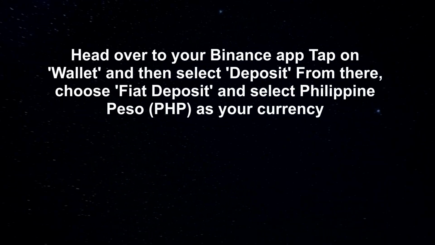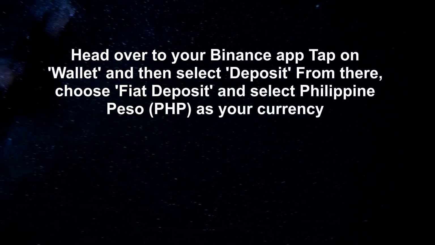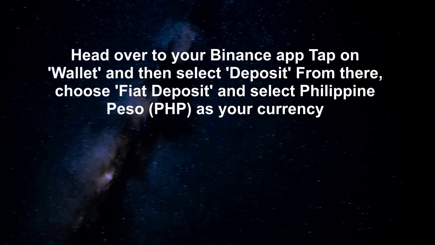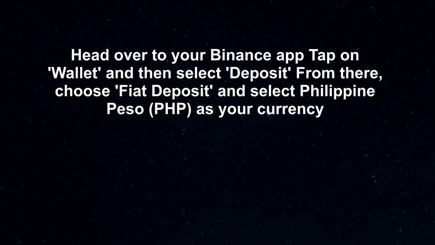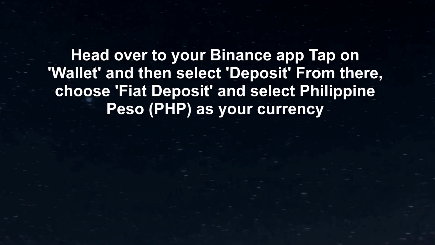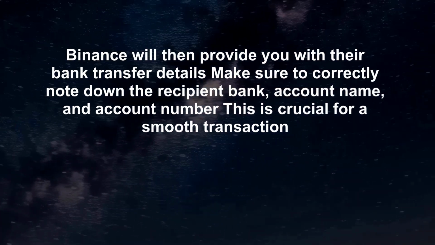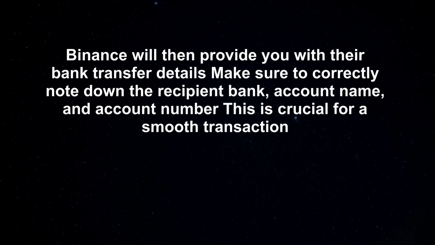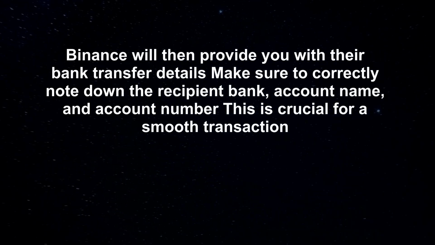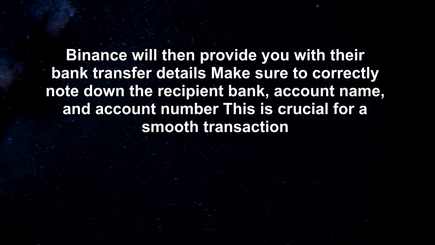Head over to your Binance app, tap on Wallet, and then select Deposit. From there, choose Fiat Deposit and select Philippine Peso (PHP) as your currency. Binance will then provide you with their bank transfer details. Make sure to correctly note down the recipient bank, account name, and account number. This is crucial for a smooth transaction.